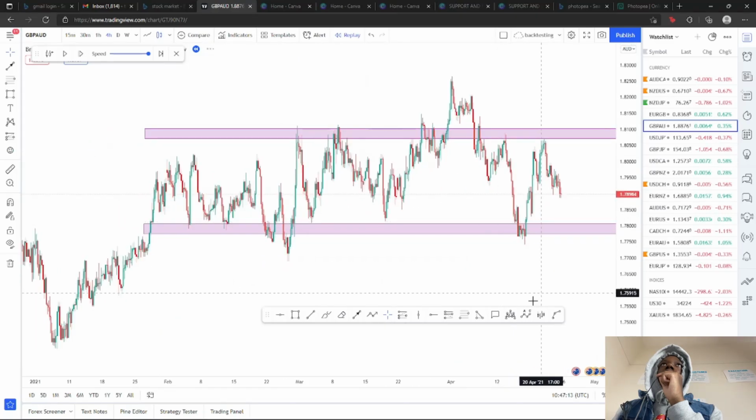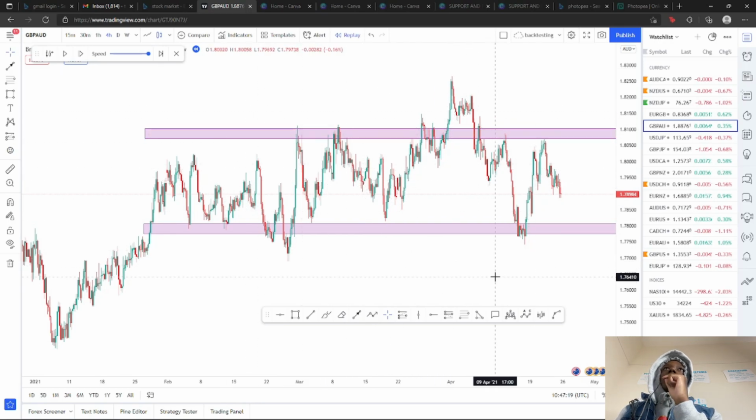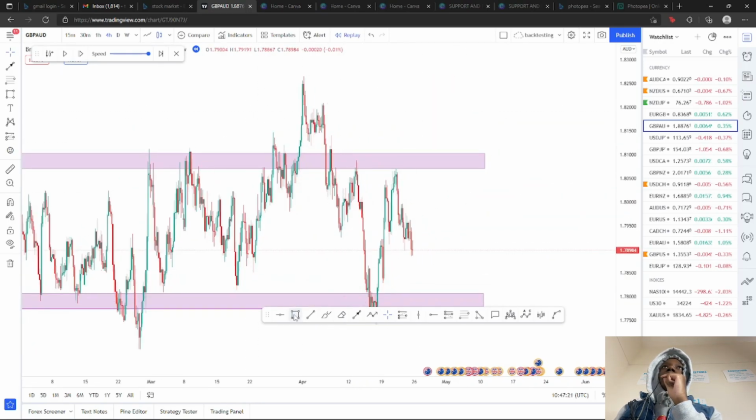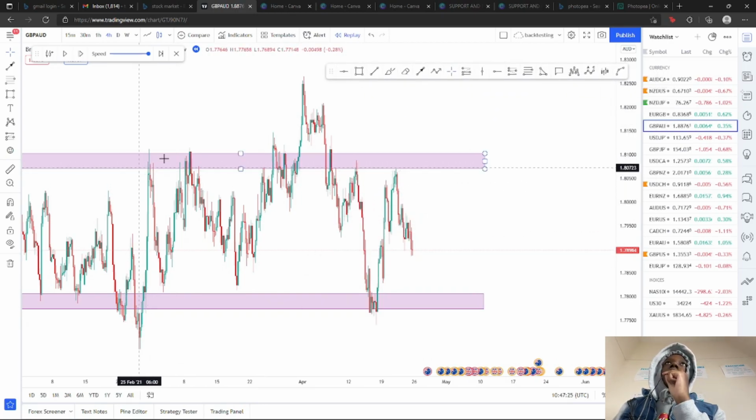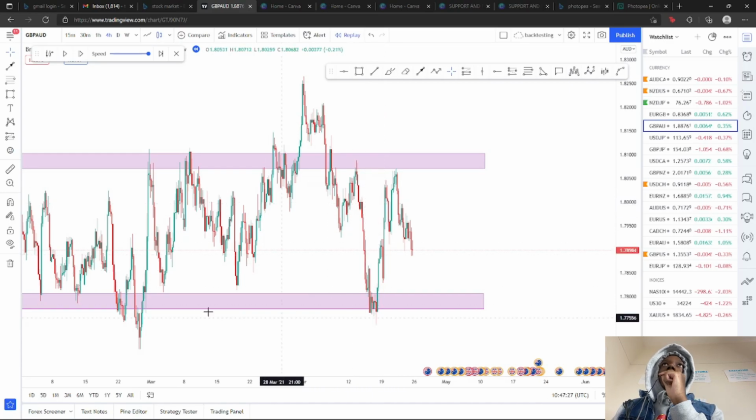So in these type of trends, you just want to be looking for buying opportunities at your support and selling opportunities at your resistance, guys. That is why it's called a ranging trend. And that's why we use zones, because price doesn't land at a specific level, guys. As you can see, there's different prices over here, different ranges.